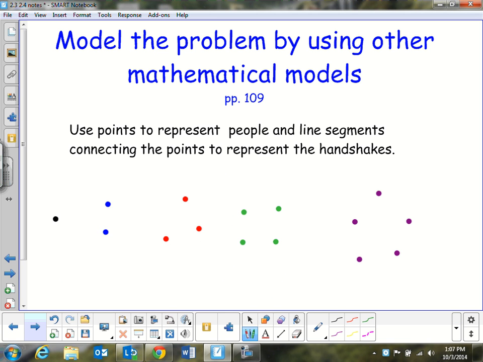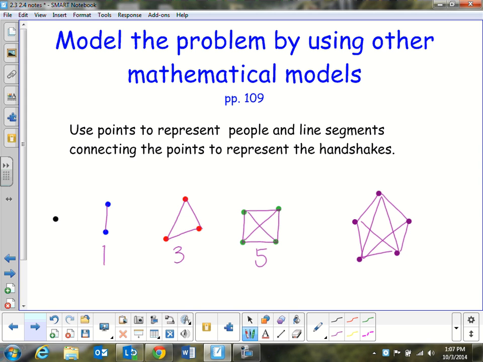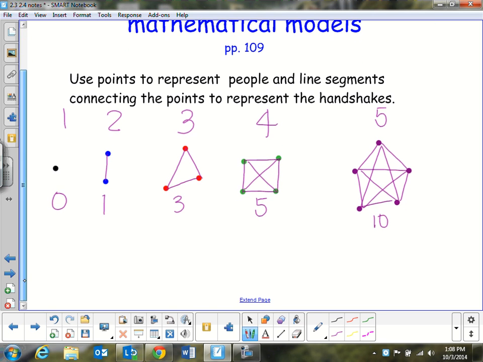Here's using math models, kind of like I started earlier, to figure out the problem. 2 people, 1 handshake. 3 people, 3 handshakes. 4 people, 6 handshakes. And 5 people, 10 handshakes here. So a party of 5, party of 4, party of 3, party of 2, party of 1. You have to say to yourself, how am I going to figure out this rule and this pattern? Think of these as the number of people, and these are the number of handshakes.